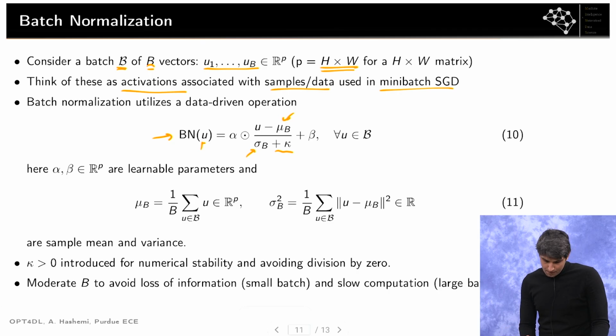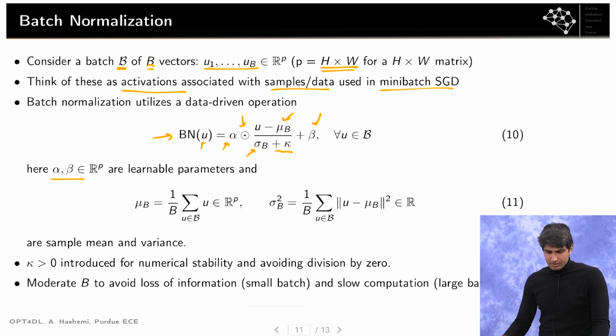Okay. But in addition to subtracting the mean and dividing by the standard deviation, we also have 2 parameters here. We have this parameter beta, which is basically a vector, and alpha here, which is also a vector. And alpha and beta are learnable parameters. So we are learning them from the data. As we are updating the parameters of the neural network, we are also updating alpha and beta. Okay.